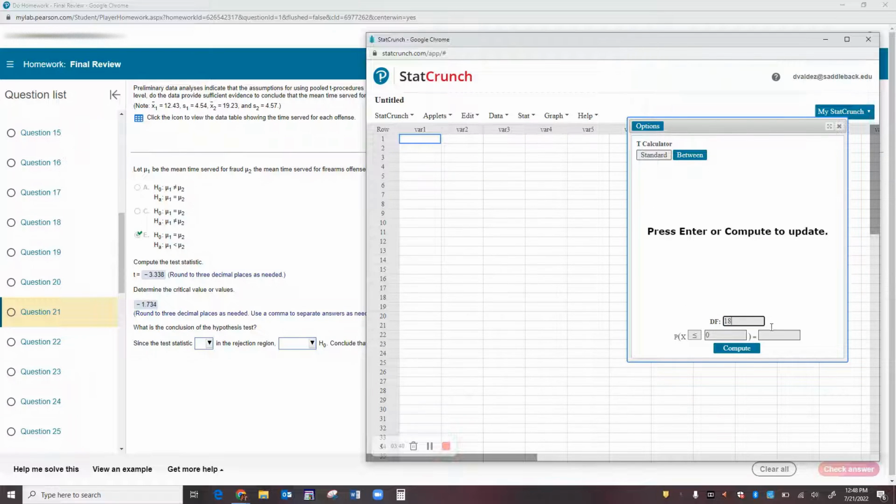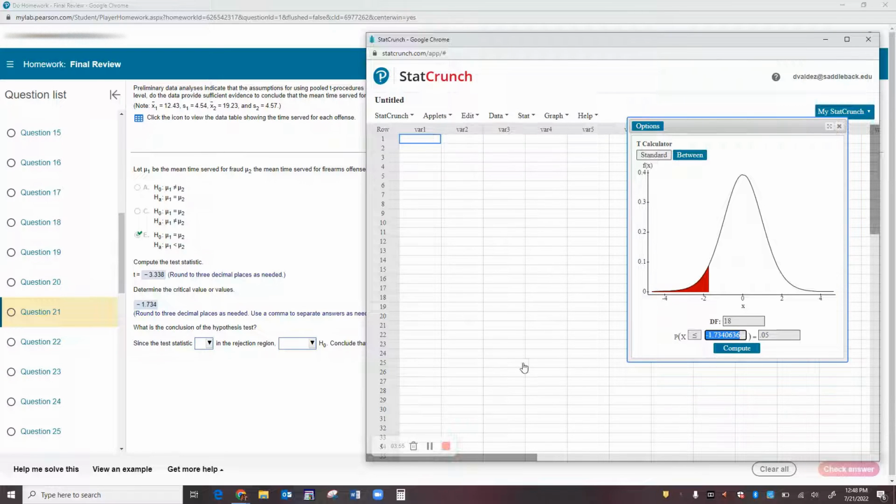And then alpha was 5%, so that means we have to have 0.05. And if it's a left-tailed test, that's the area that has to be in the left tail. So I'm going to leave it as less than or equal to, and then just hit compute. And there's the critical value that we also got earlier. Okay, so that's one way to do it.